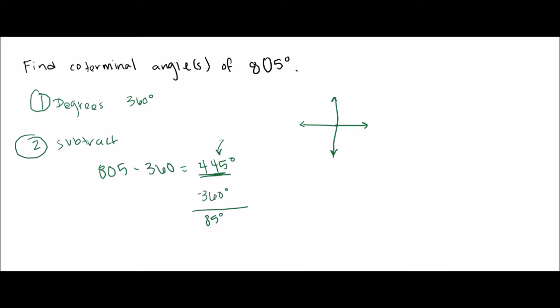So 85 degrees is like here. So for 805 we would have gone once, twice, and then stopped here. For 445 we would have gone once, and then, whoops, that's a little messy, but you get the point. So every time you go around the circle another time, you add 360 degrees or 2 pi radians.